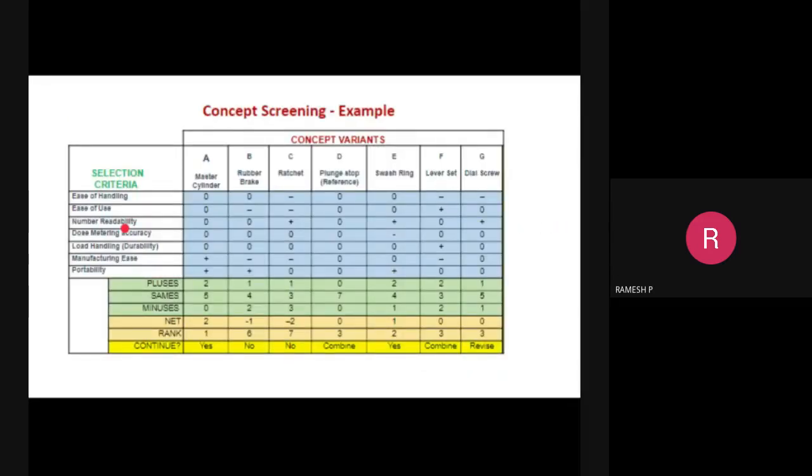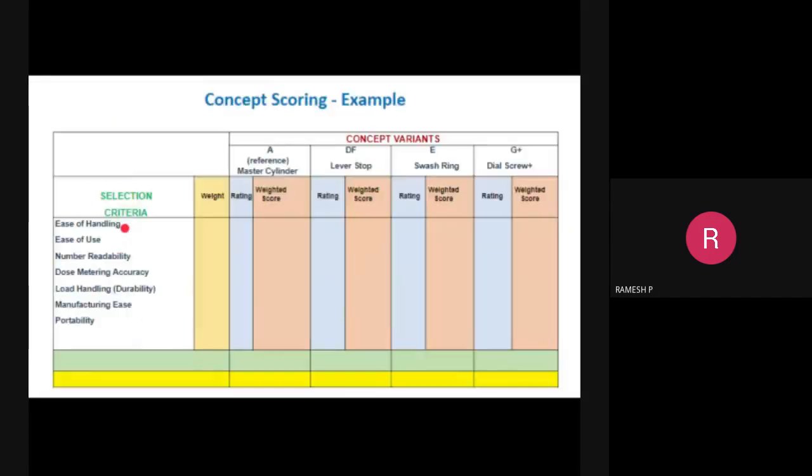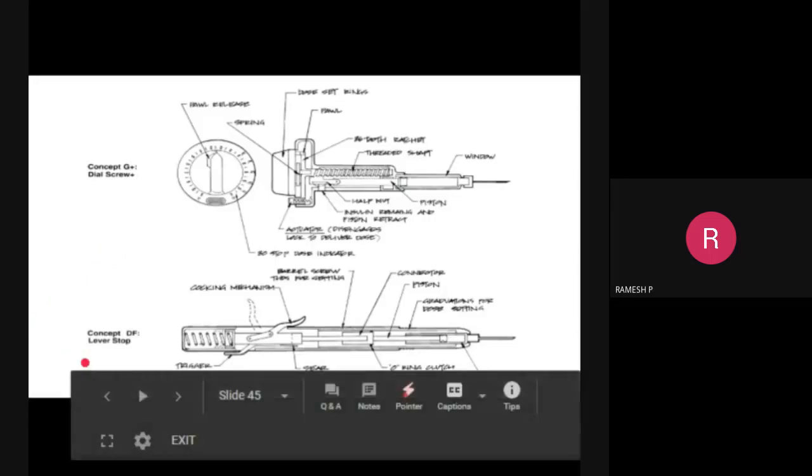And meanwhile, D and F, plug stop and lever set, are combined together and named as concept DF. It is named as lever stop. Instead of plug stop and lever set, it is lever stop. A new concept, eliminating the negative aspect.